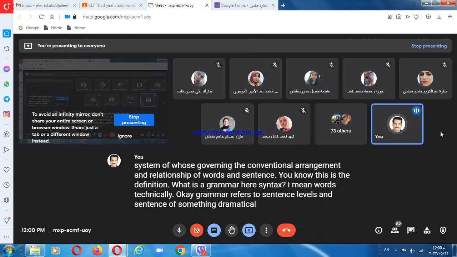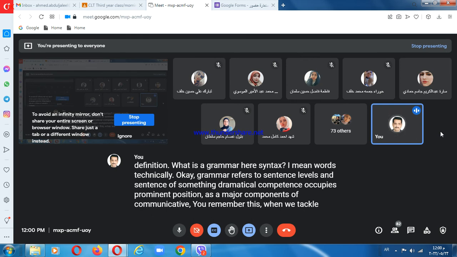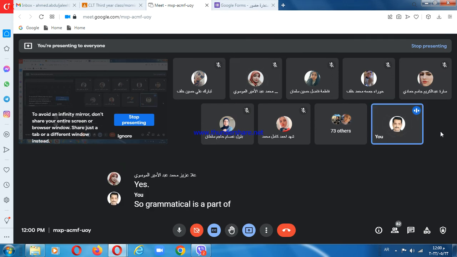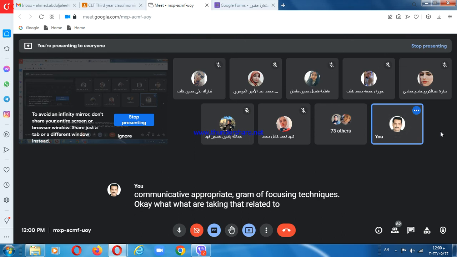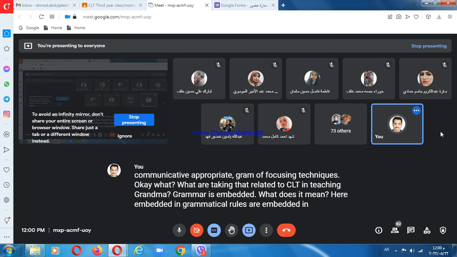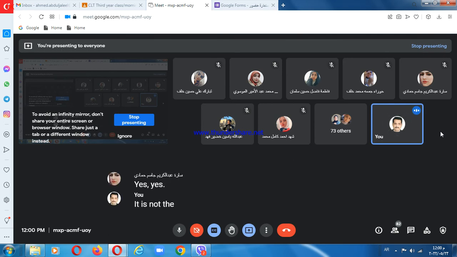Grammatical competence occupies a prominent position as a major component of communicative competence. You remember this when we tackled linguistic ages, when we talked about Chomsky's view and Hymes' view. So grammatical competence is part of communicative competence. Appropriate grammar focusing techniques: what are the techniques related to CLT in teaching grammar? Grammar is embedded. What does it mean here? Grammatical rules are embedded in meaningful communicative context. It is a tool to achieve communication. It is not the aim. And this is very important.